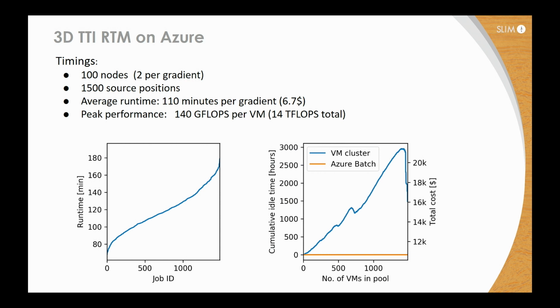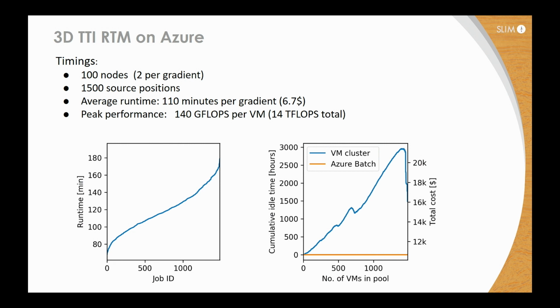So here on the left, I plotted the runtime as a function of the job ID. Like I said, we have 1,500 sources. The offset was limited to decrease the domain size, so jobs that are more on the edge of the model are a little shorter. But the key point was that with Azure Batch, because you have this automatic scaling of the resources, you're only ever paying for what you're actually using.